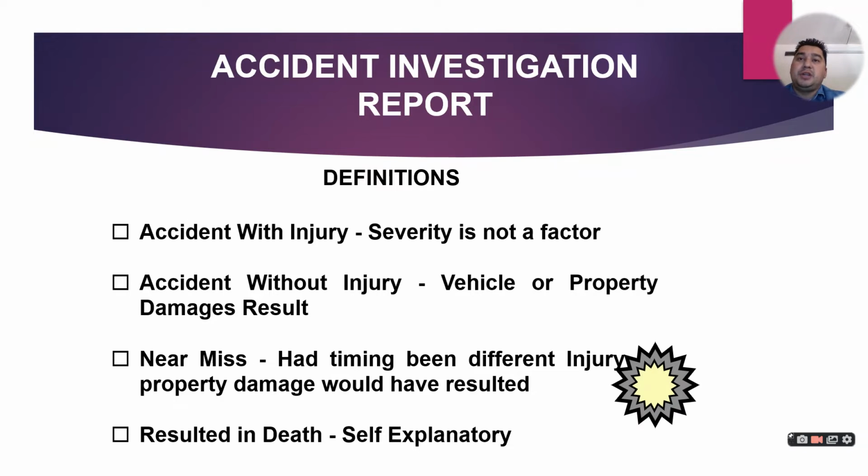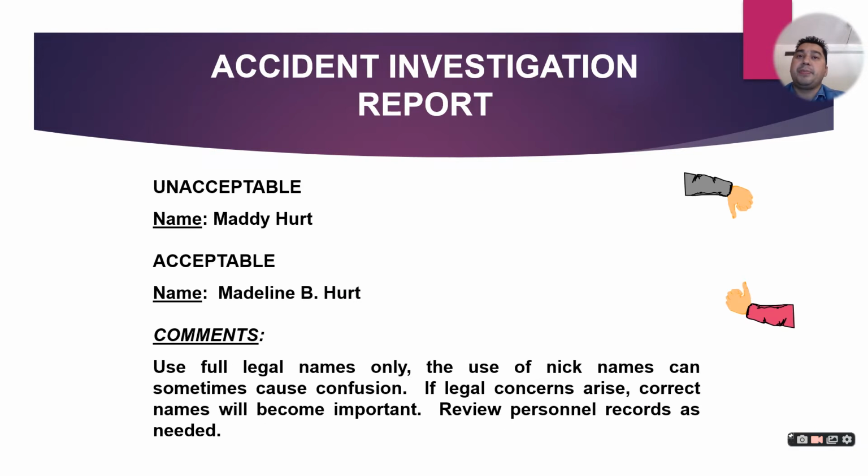Definitions. Accident with injury: severity is not a factor. Accident without injury: vehicle or property damage results. Near miss: had the timing been different, injury or property damage would have resulted. So with near misses, an accident could have resulted but didn't. That is self-explanatory.